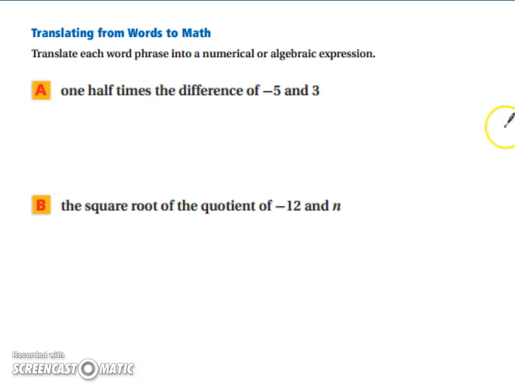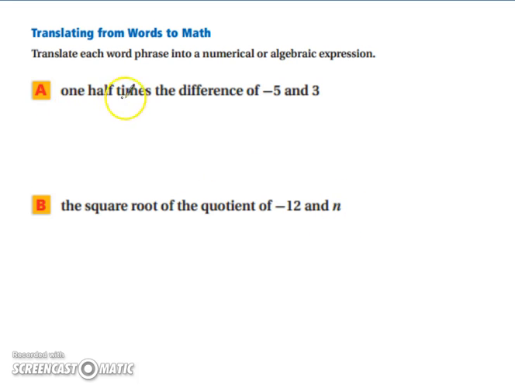Let's look at translating from words to math. Translate each word phrase into a numerical or algebraic expression. Alright, so we'll do the first one together, and then I'll have you try B on your own, and then we'll do it together after you've had a chance to try it.